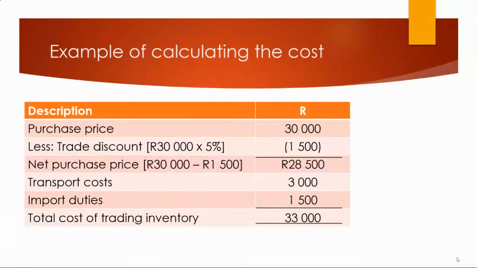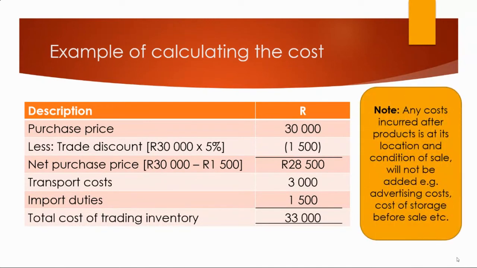Okay, then we add the transport cost, the 3,000 Rand, and we add the import duties of 1,500 Rand to get to the total cost of that inventory we've acquired, which would have been 33,000. Okay, so this is how we calculate the cost.